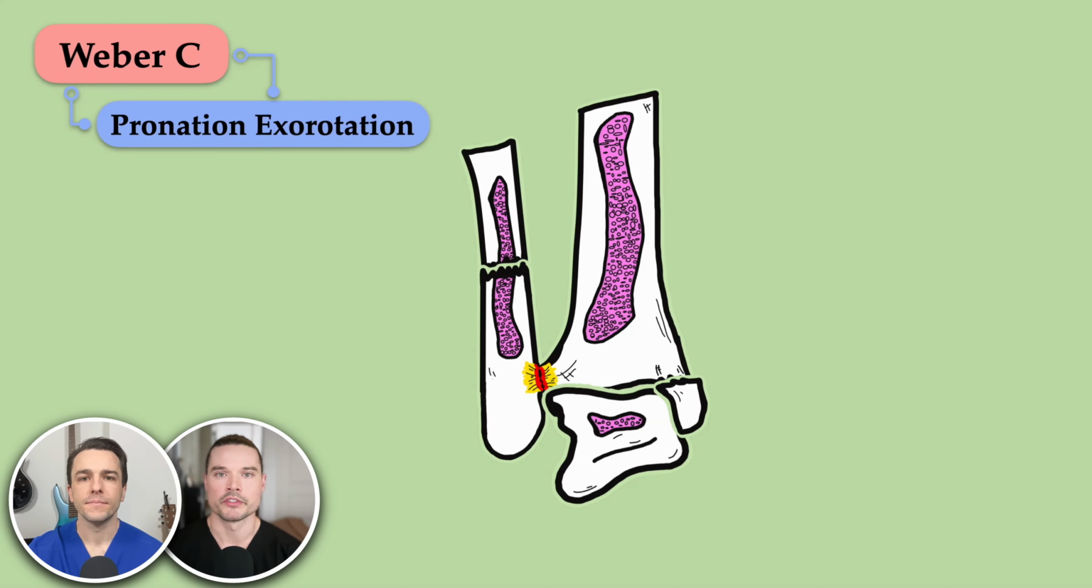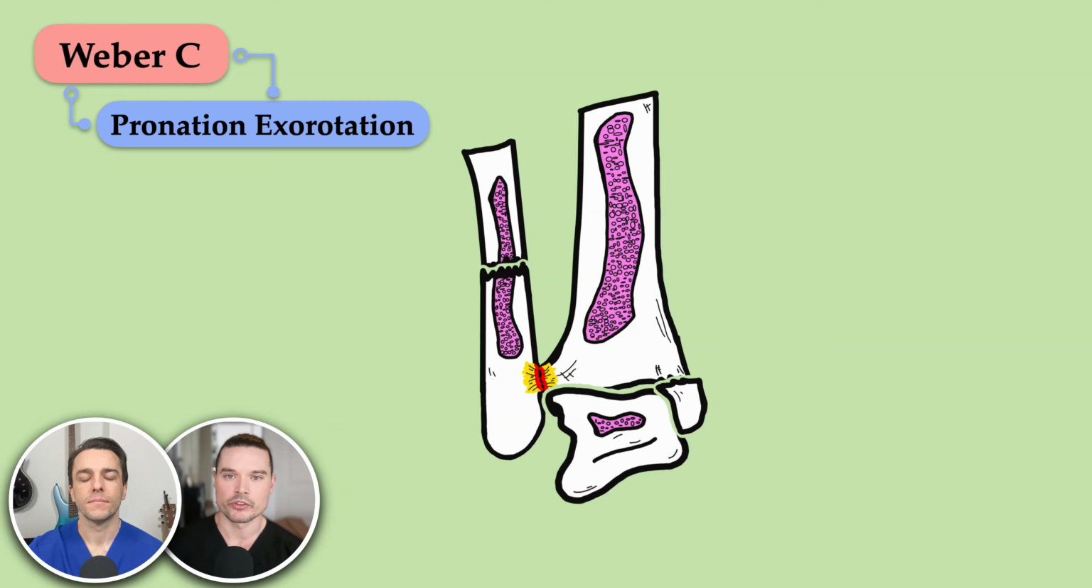So let's move on to our Weber C and our associated Lauge-Hansen criteria, which is going to be a pronation exorotation mechanism of injury. Our Weber C injuries are going to be suprasyndesmotic. Our Weber Cs are associated with pronation injuries. Our previous Weber A and Weber B were associated with supination injuries. So now our talus is going to be going in the opposite direction.